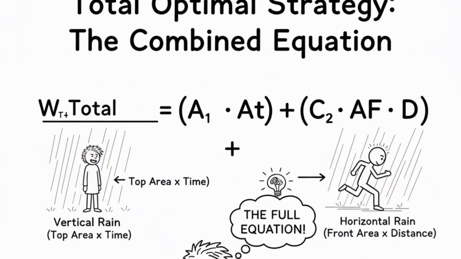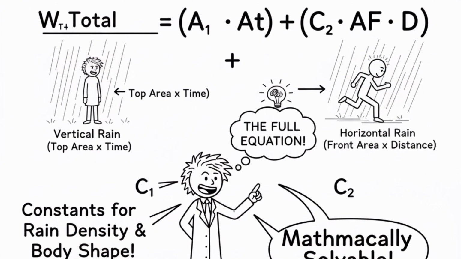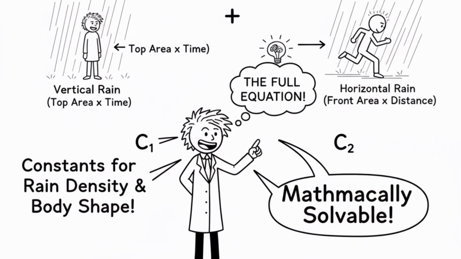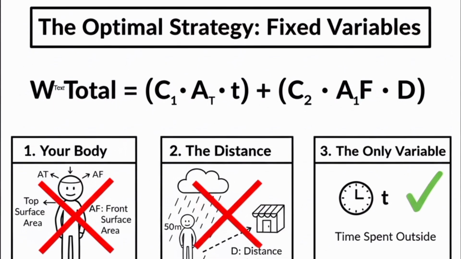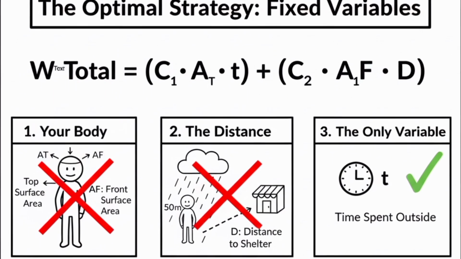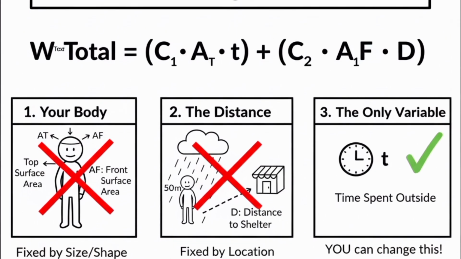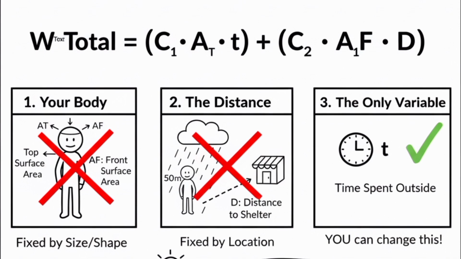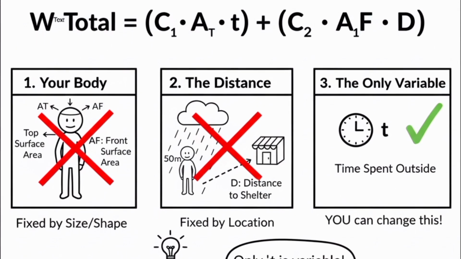Now let's look at the full equation again. We will introduce a couple of constants like C1 and C2 to account for the density of the rain and your body shape. Wetness total is equal to constant 1 times top area times T, that means total time, plus C2, the constant number 2, multiplied by front area multiplied by the distance. Here is where the math simplifies everything.